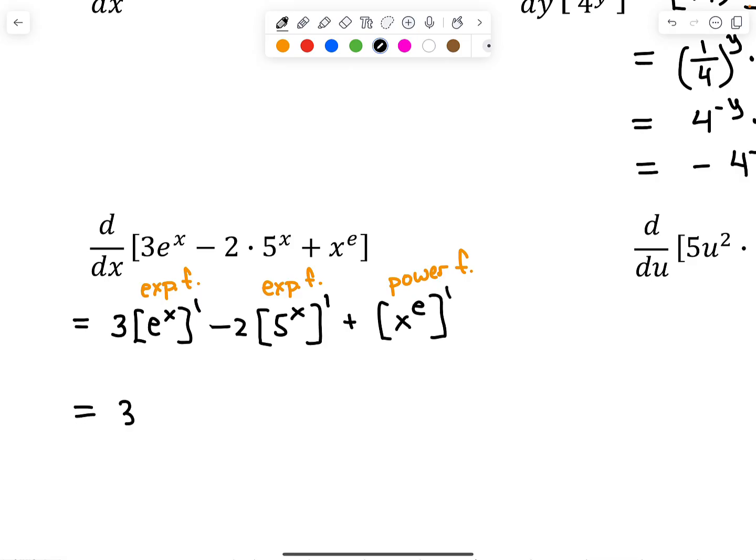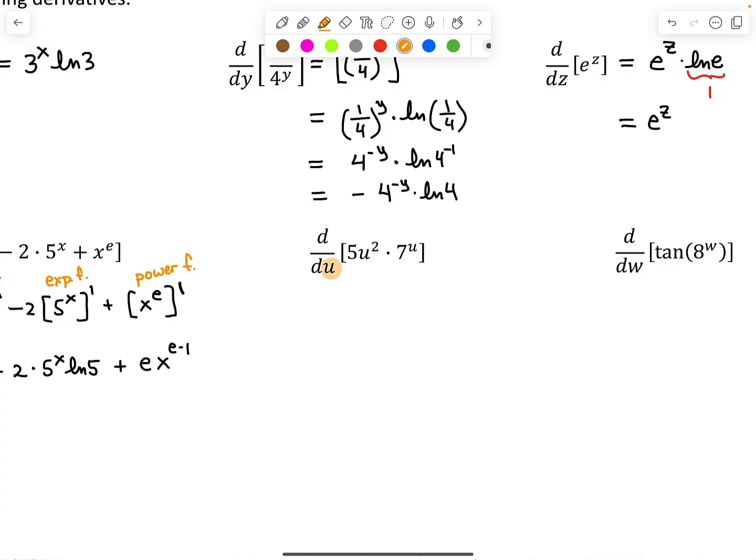So we have the 3, and the derivative of e to the x is itself. That's the special case. Minus 2 times, and then the derivative of 5 to the x is itself times natural log of 5. And then plus, and then we use the power rule here. The constant e drops down as a coefficient, x repeats, and the power is 1 less than it used to be. Now again, be careful you do not multiply this 2 and 5 and say 10.